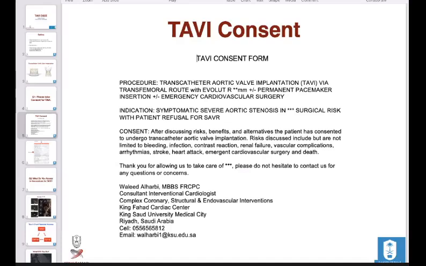And that's in general the domains that are going to be checked. There are two things I want you to remember in addition to that. One, when you explain the procedure, as you said, very simply, that we have to go through the groin, we're going to make you drowsy during the procedure, and we're going to minimize the pain as much as possible. And when you talk about the complications, they're going to ask you a follow-up question. They're going to ask, what are you going to quote for the permanent pacemaker insertion percentage? Yes. So you have to be ready for that.